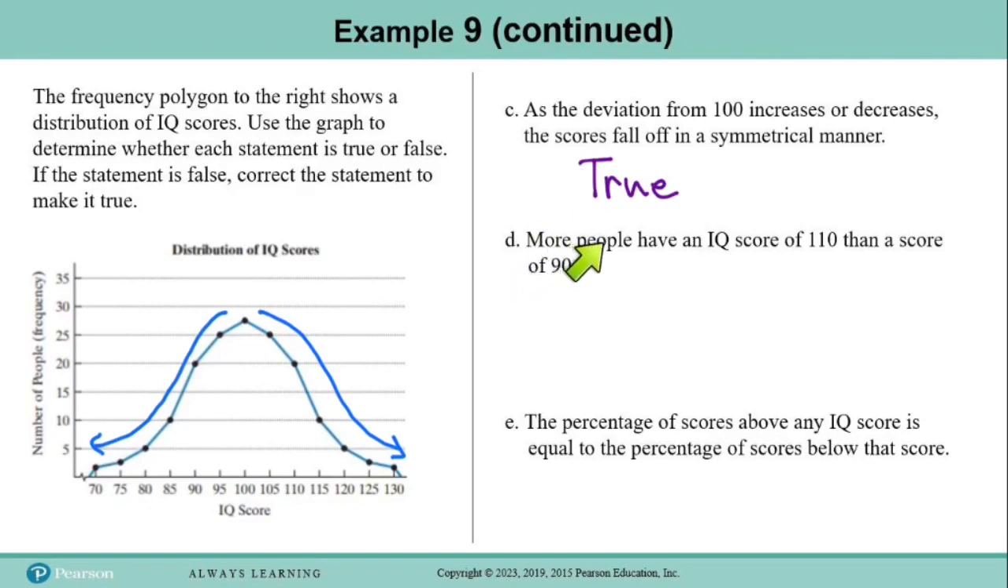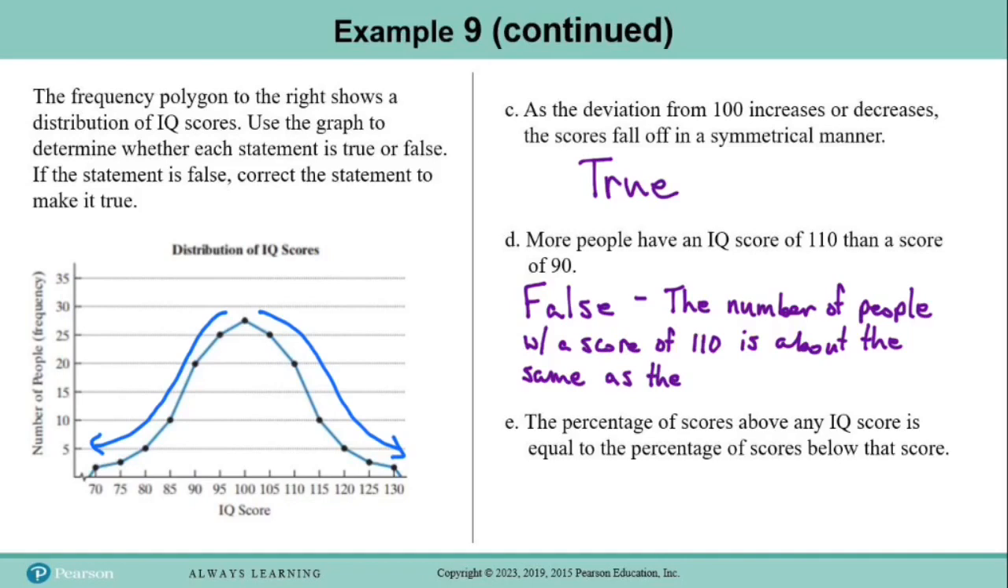Then for part D, more people have an IQ score of 110 than a score of 90. So let's look. The score of 110 looks to have about 20 people, and a score of 90 also looks to have about 20 people. So we're going to say that statement is false because the number of people with a score of 110 is about the same as the number with a score of 90. And then for part E, it says the percentage of scores above any IQ score is equal to the percentage of scores below that score. Well, let's go back and look at our frequency polygon again.